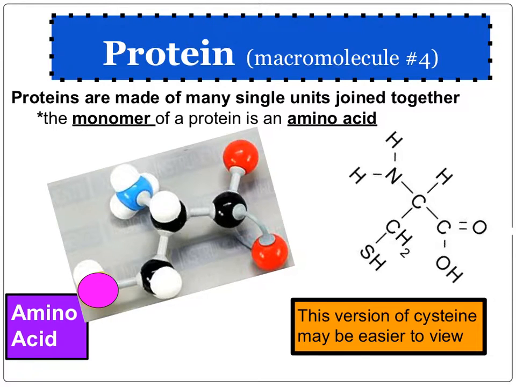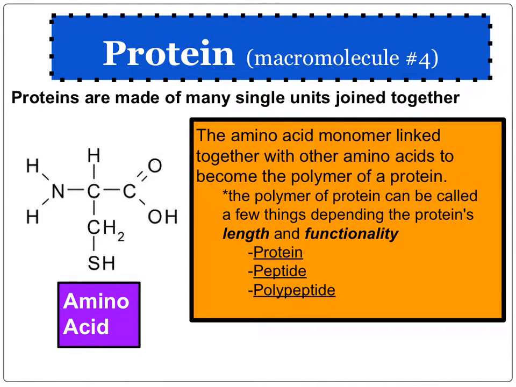So we'd have the nitrogens, and here's the carbons, right? It's an organic molecule, so you gotta have the carbon. Here's that sulfur right there. And so the amino acid is once again the monomer, which links together with other amino acids to become a polymer of protein. The polymer of a protein can be called a few things depending on the protein's length, so how many amino acids are in the protein, and these can be very, very big, and also its functionality, so if it's working or not working. And those names include protein, peptide, and polypeptide.